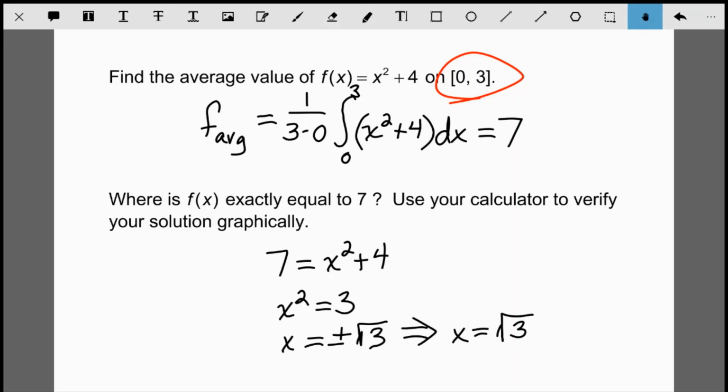So what the mean value theorem for integrals is essentially, if I were to take my average function value on some interval, if my function is integrable on that entire interval, then at some point, the average function value has to equal the actual function value. And in this case, you can see that occurs at the point where x is equal to the square root of 3. So we don't really have to remember that theorem or the name of it or anything, but there's a mean value theorem for derivatives and there's a mean value theorem for integrals.